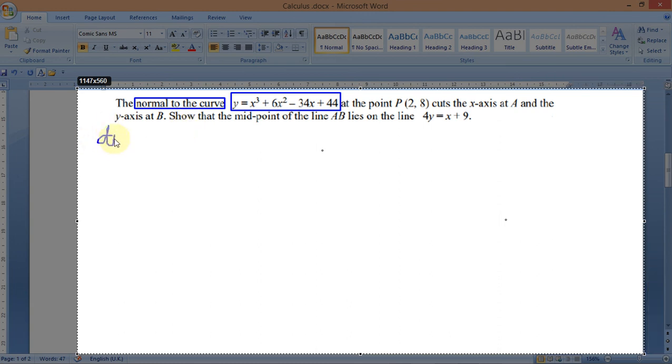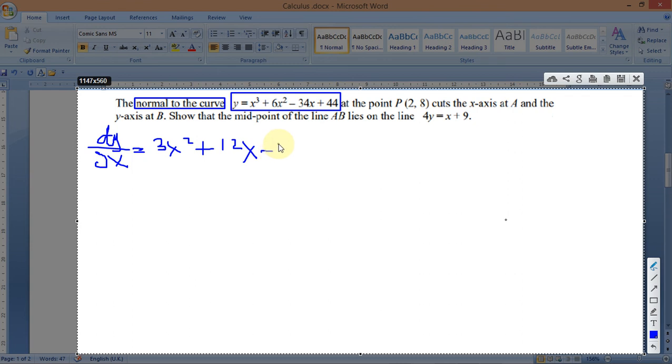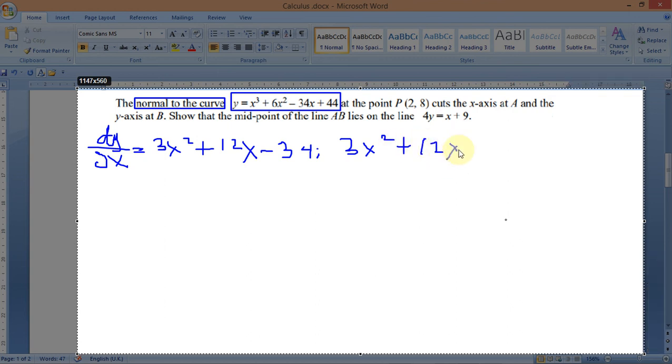So I have dy over dx. Guys, I will need to be very fast. So differentiate this one, you know how to differentiate already. So that gives 3x squared plus 12x minus 34. So at turning point, dy/dx equals 0. So at turning point you equate that to 0. So that is 3x squared plus 12x minus 34 equals 0.